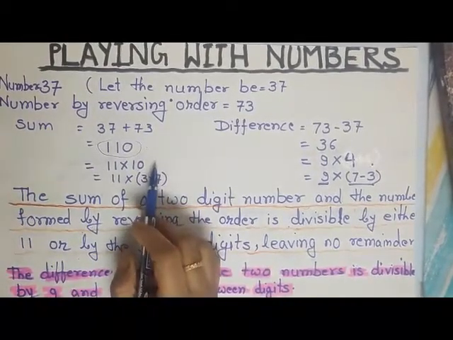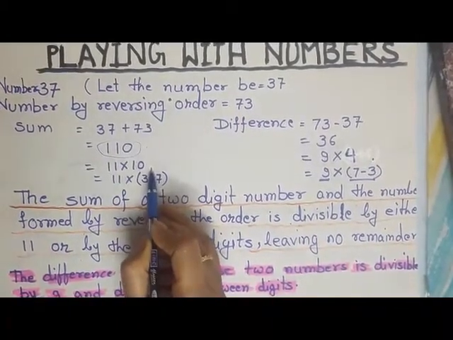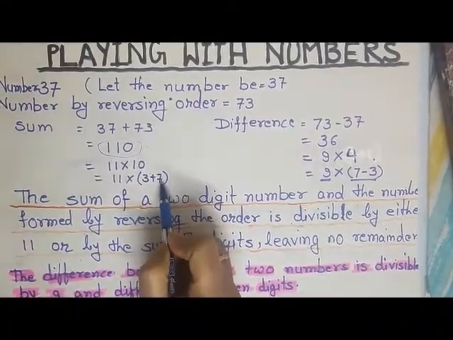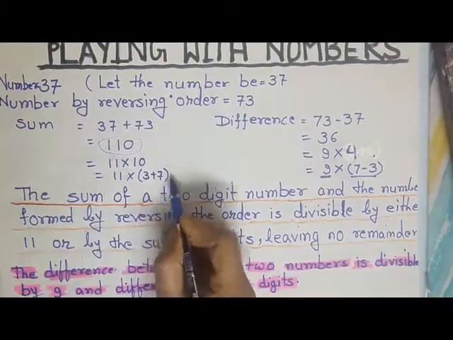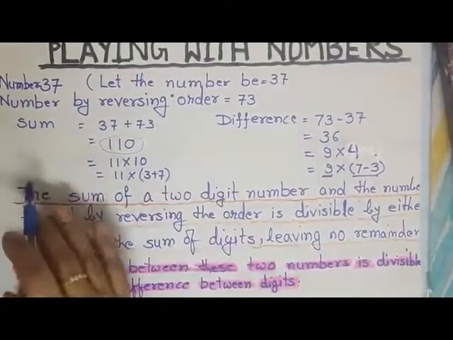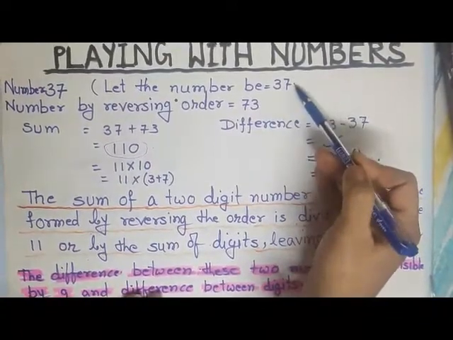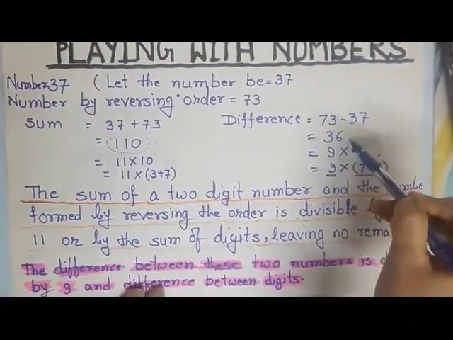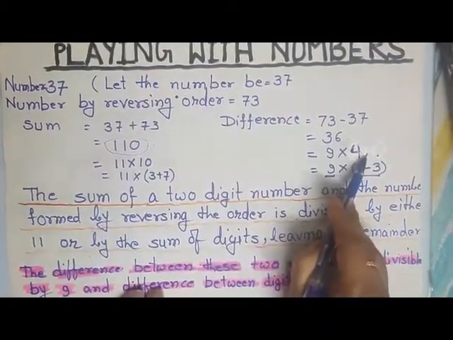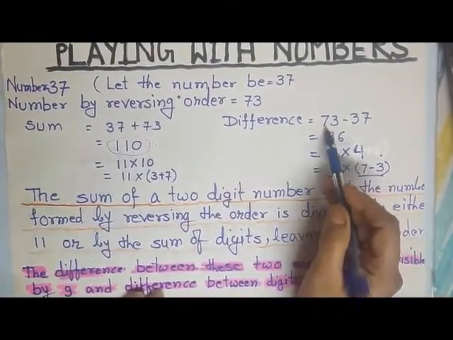By factorizing 110, we get 11 into 10. It means 11 into the sum of 3 and 7, where 3 and 7 are the digits of the number we assumed. In a similar way, when we take the difference between 73 and 37, we get 36. 36 is the product of 9 and 4, and 4 is the difference between these two digits.